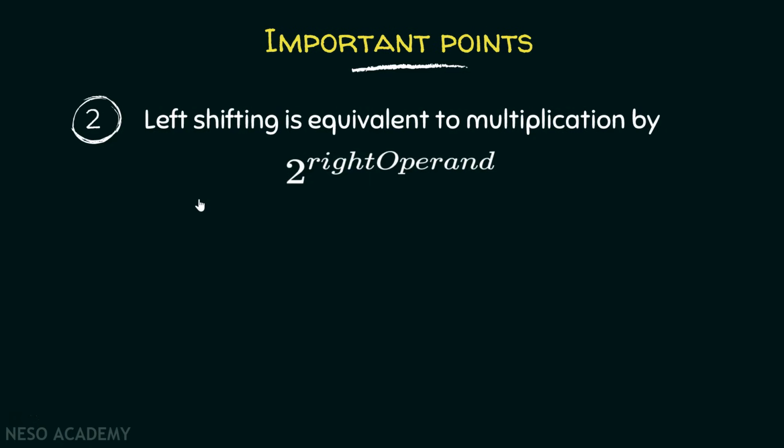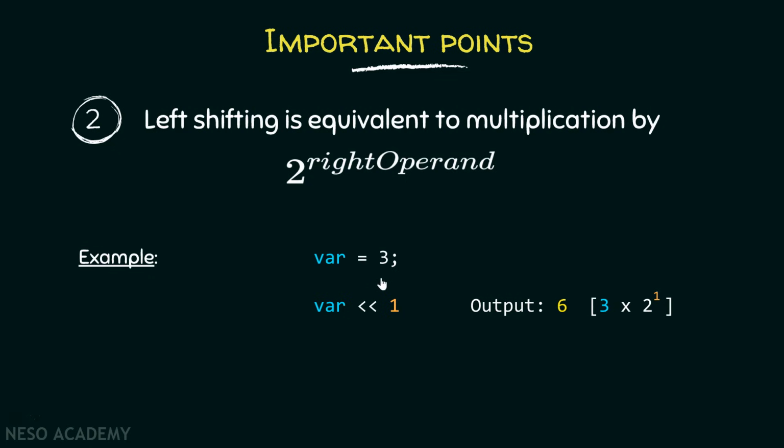Now let's try to understand the second most important point about the left shift operator. Left shifting is equivalent to multiplication by 2 raised to the power of the right operand. Please note down this point. Let's consider the example we already learned in the previous point. Here the variable contains value 3, and we are trying to shift the bits of this value towards the left by one position. We know the output of this is 6. But how? Simply, 3 is multiplied by 2 raised to the power 1.